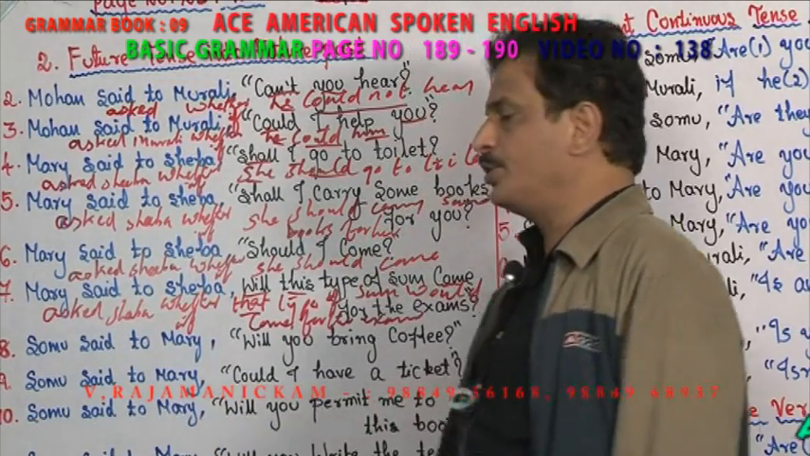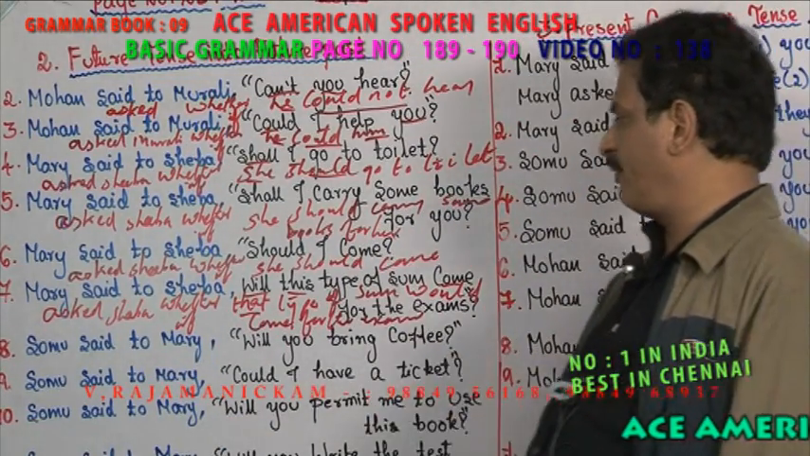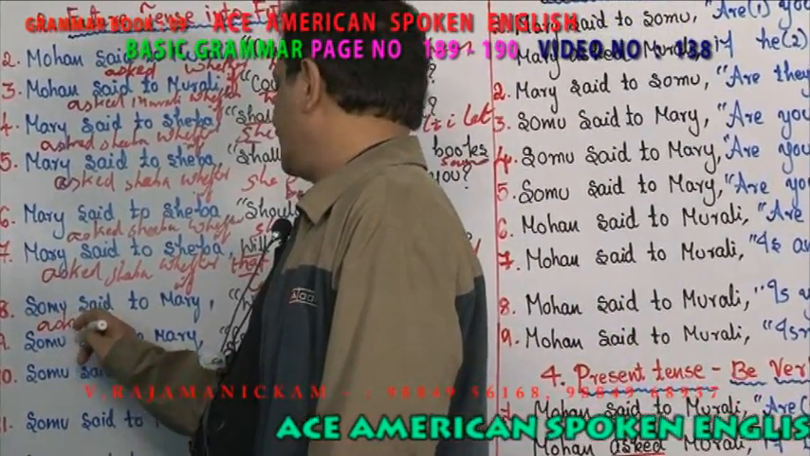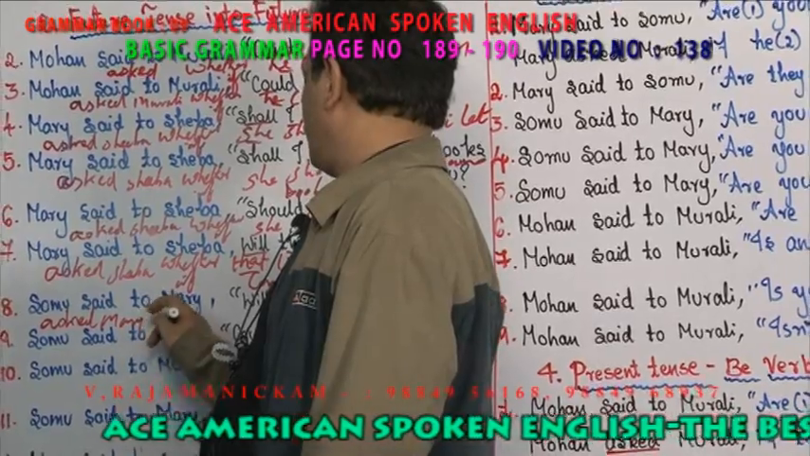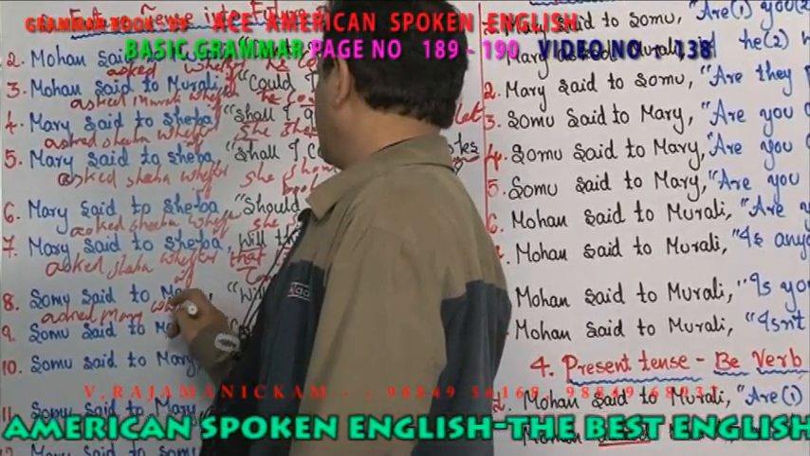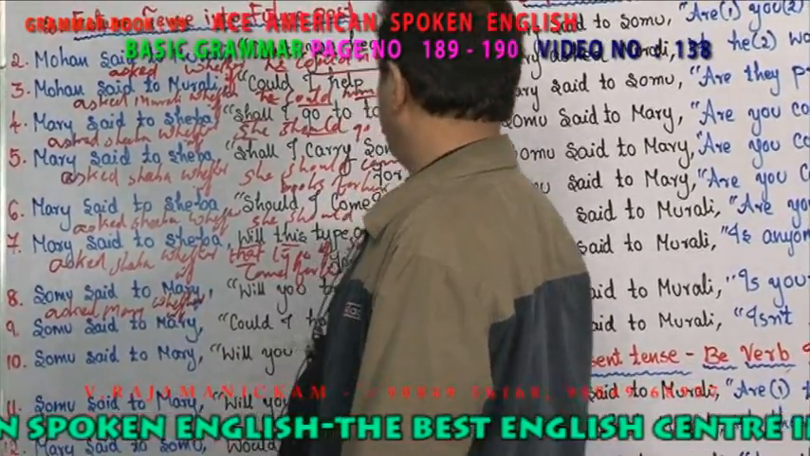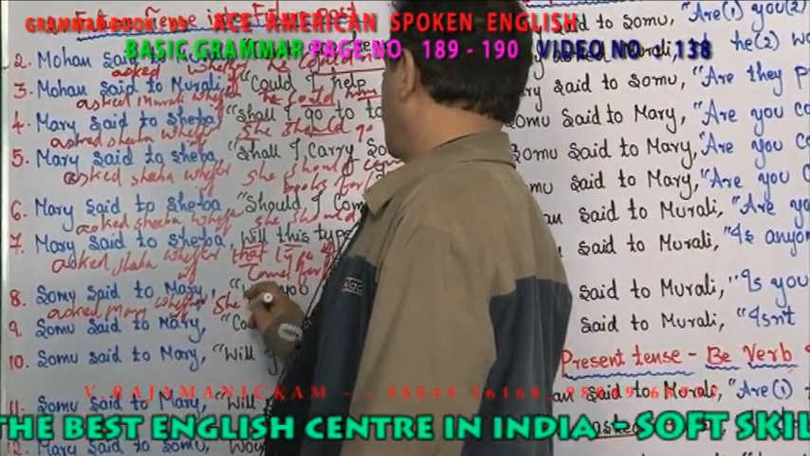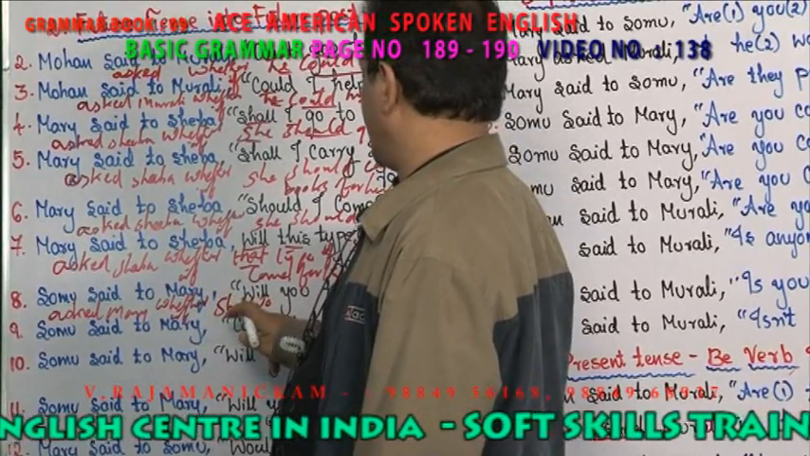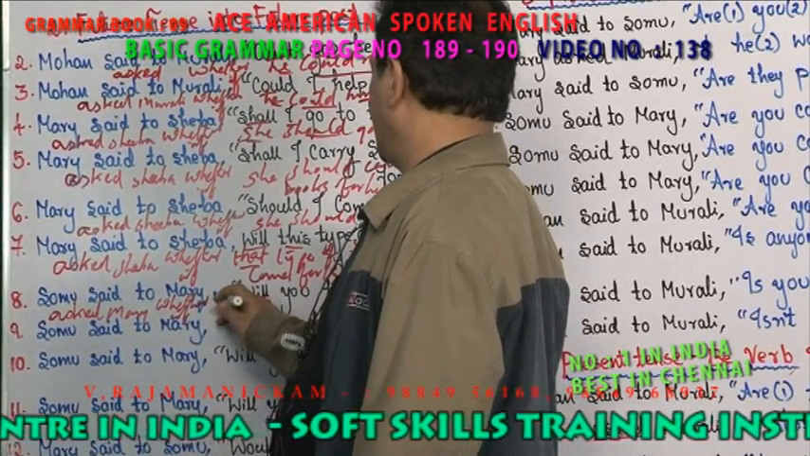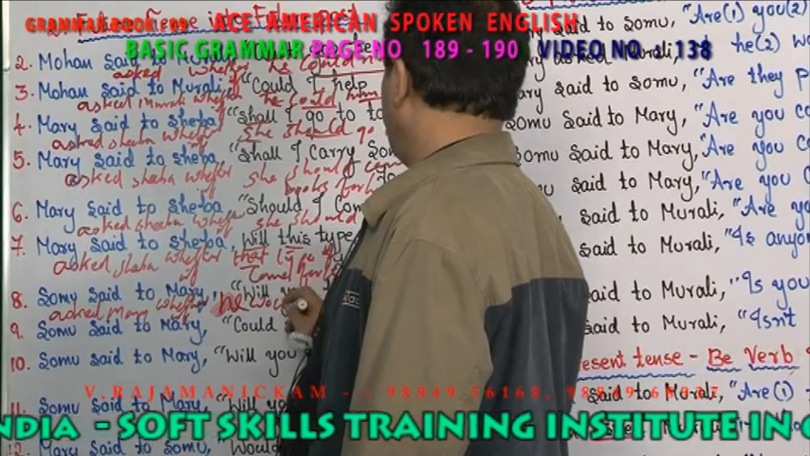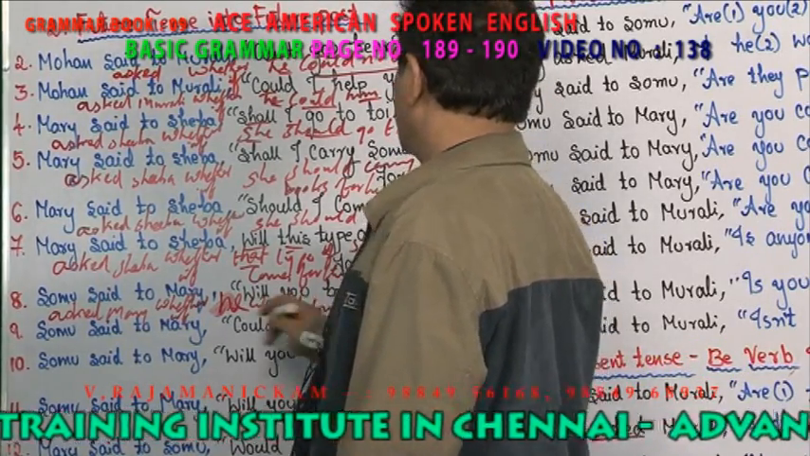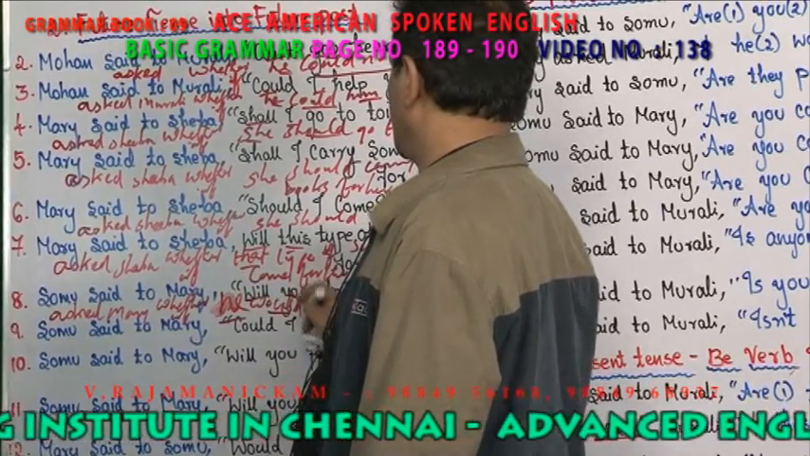Now, Somu said to Mary, will you bring coffee? How does it change? Somu asked Mary, whether, or you can use if, she would or not. Somu is a man, so he, right? Whether he would bring coffee, he would bring coffee, because Somu is a man, will changes into would.